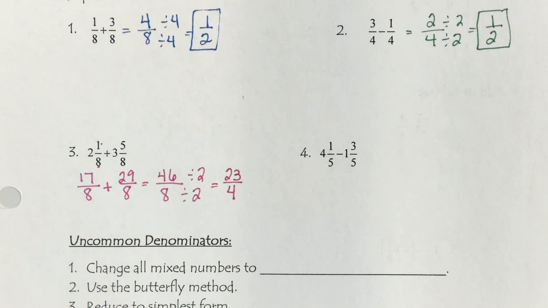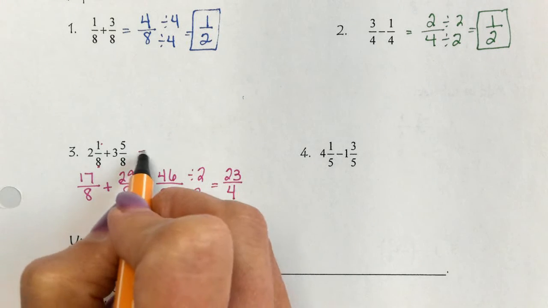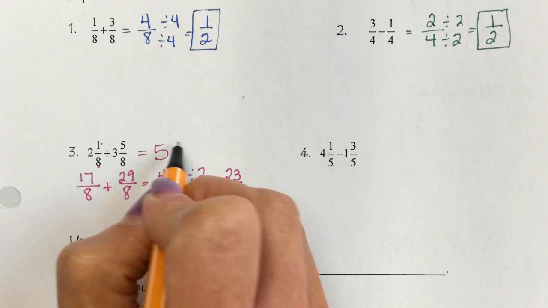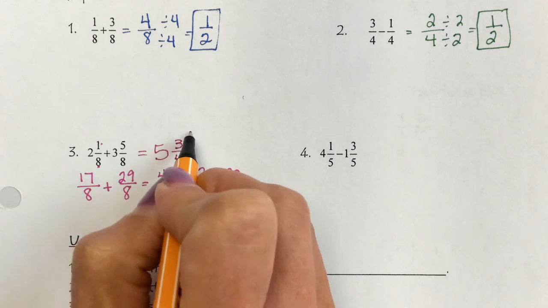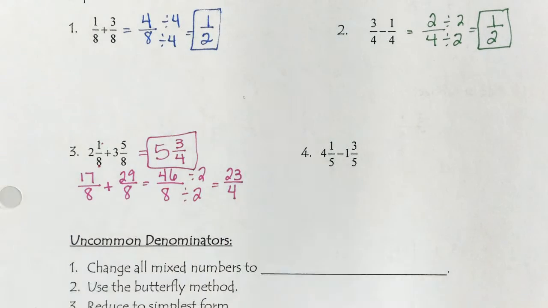Now I don't want to leave my answer as an improper fraction, so I'm going to divide 4 into 23. That goes in 5 times with 3 left over out of 4. Okay?